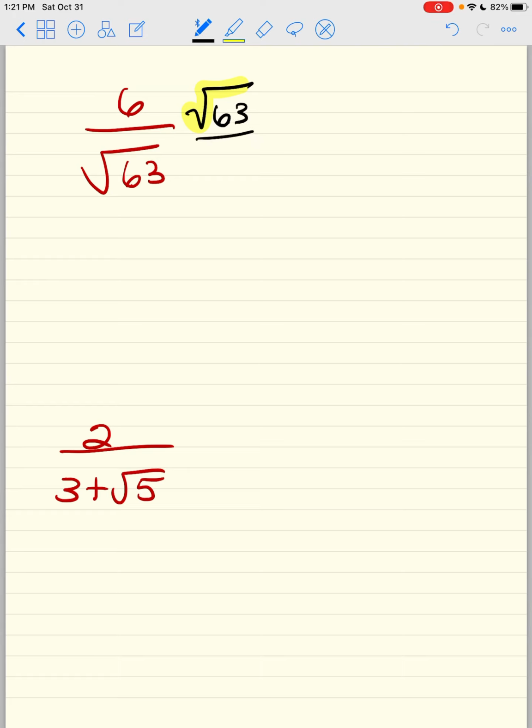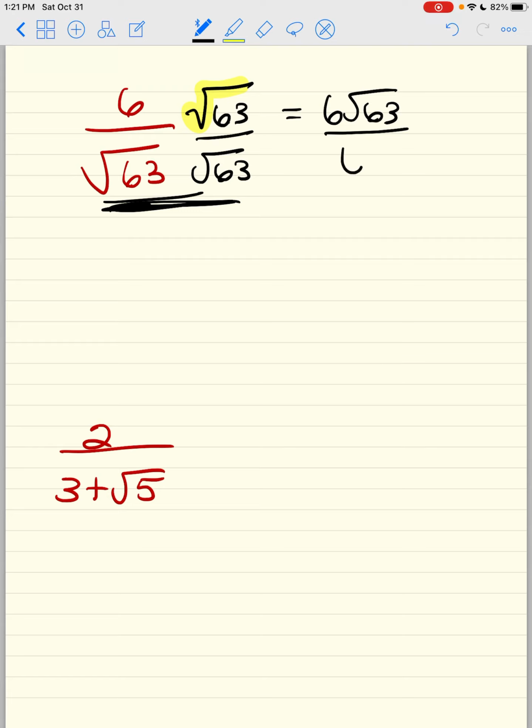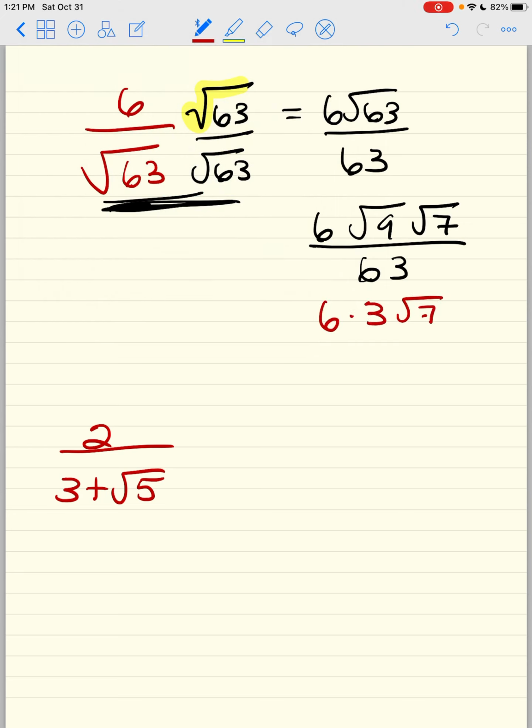Square root of 63 divided by the square root of 63. So, let me not go too fast. This times this is just itself. Square root of 63, oh, that's 9 times 7. Okay. Square root of 9 is 3. So that's 6 times 3 times square root of 7 over 63. 6 times 3 is 18. And then you can reduce it, or you can reduce it even earlier than that.